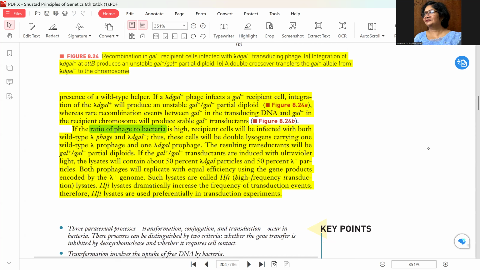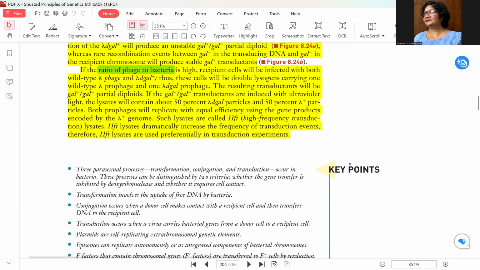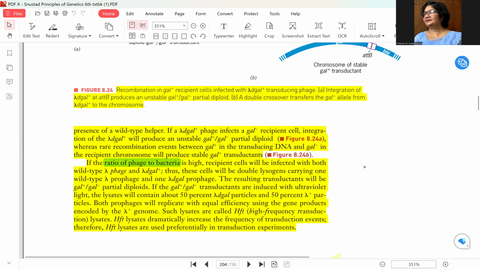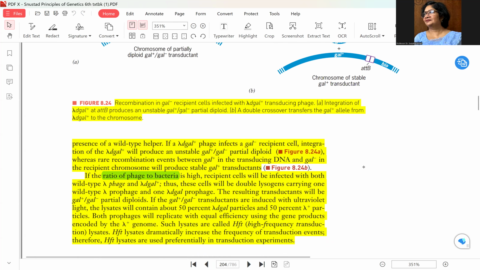So that brings us to the end of this chapter. In this chapter, we learned about 3 different processes of gene transfer, namely transformation, conjugation, and transduction. And we also learned the different experiments that were carried out in the olden days to study the different processes. And also you learned about the consequences of gene transfer in bacteria through this video. So I hope that made the chapter clear to you, and it helped you to understand how different gene transfer processes occur in bacteria and how we can use them to our advantage.